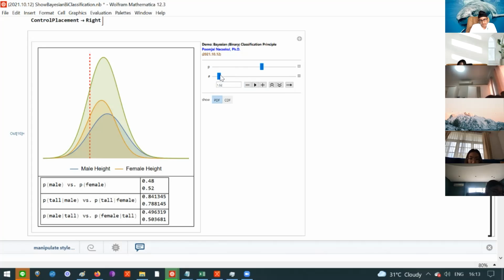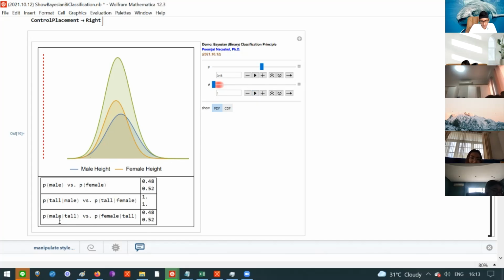Because female have higher probability, right? That's the prior, that's 0.48. 1 minus 0.48, that's 0.52. In fact, if I just go all the way to here, notice probability male given tall and female has nothing to do with being tall or being short. It's just the fact that there are 48 male to every 52 female. So when I go this way, I'm not making any discrimination, right? So obviously that's a bit silly, right?